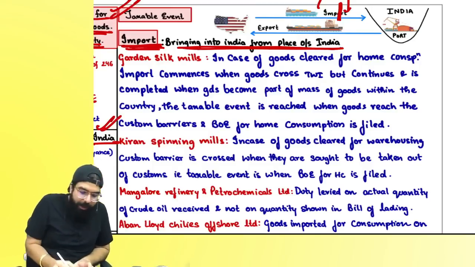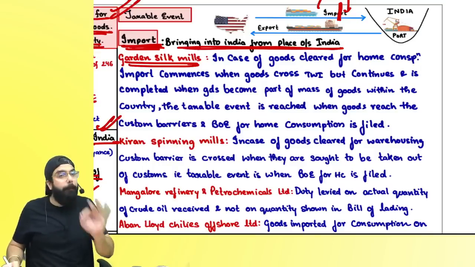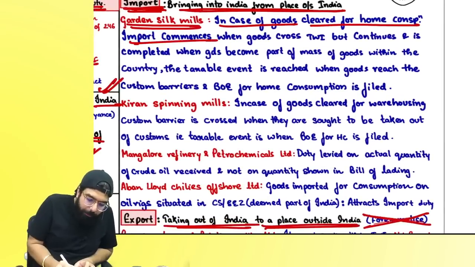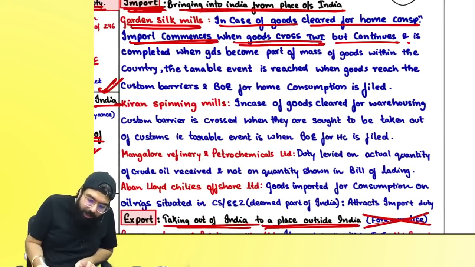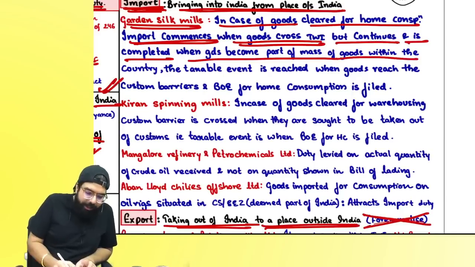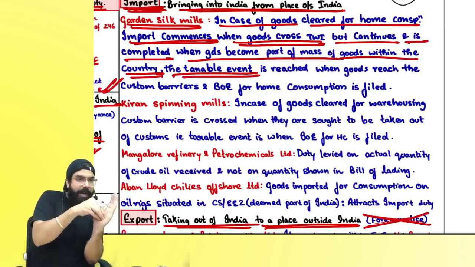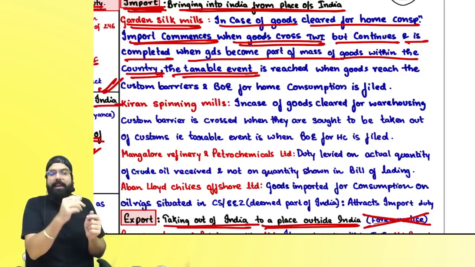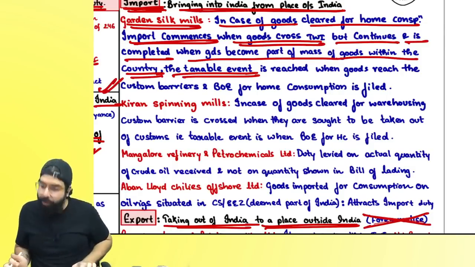Always remember one thing, in the Garden Silk Mill case law, the court told that import commences in case of goods cleared for home consumption. The import commences when the goods cross the territorial waters of India, but continues and is completed when the goods become part of the mass of goods within the country. The taxable event is what? When the goods reach the customs barrier and you file a bill of entry for home consumption, at that time the taxable event is reached and you will be liable to pay the duty.